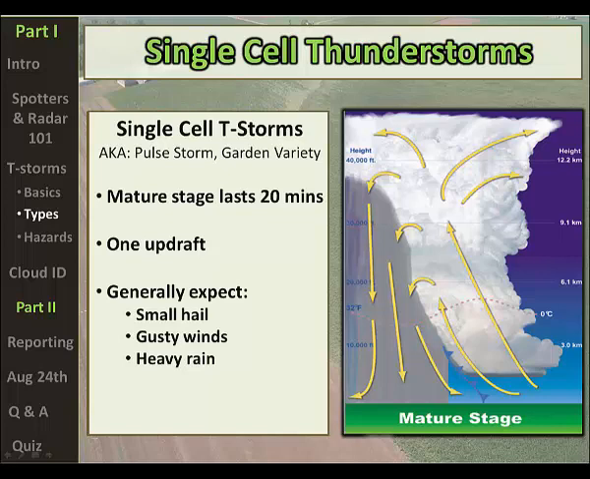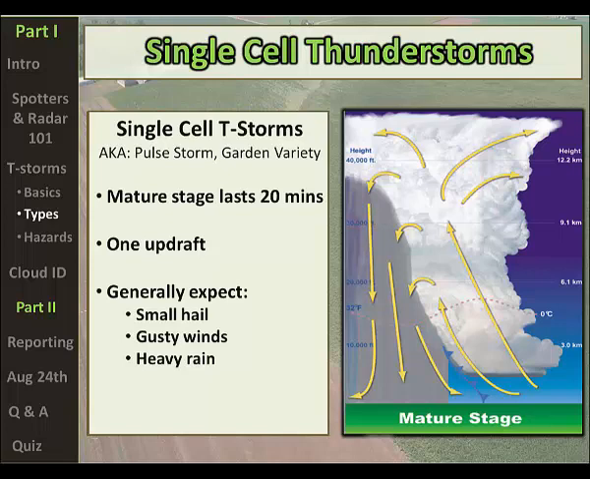The first type of thunderstorm we're going to cover is the single cell thunderstorm. You may hear this referred to as a pulse storm or a garden variety storm. Typically, the single cell storm in its mature stage lasts about 20 minutes. It consists of one single updraft. And generally with the single cell storms, we expect small hail, gusty winds, and heavy rain.